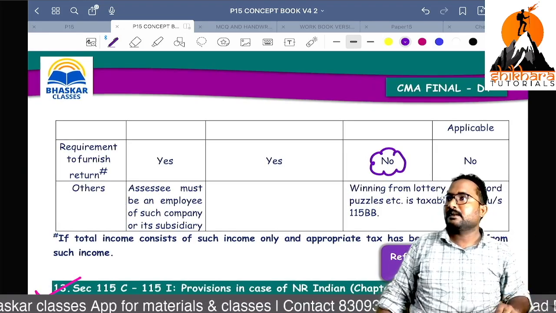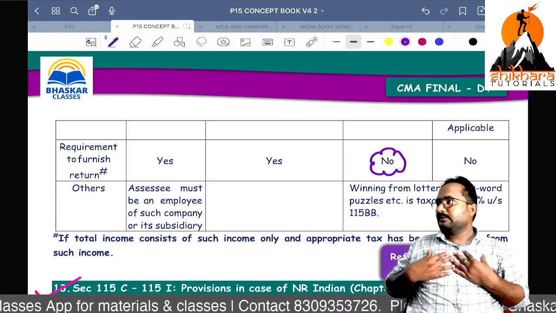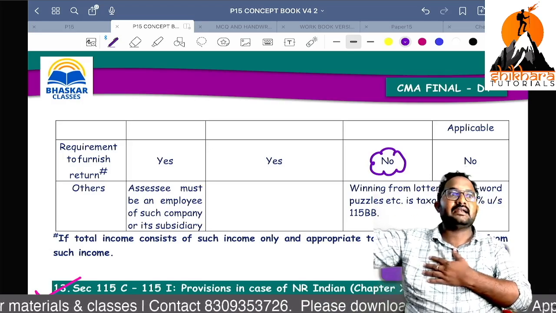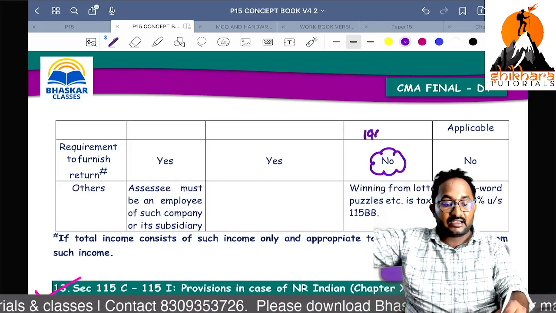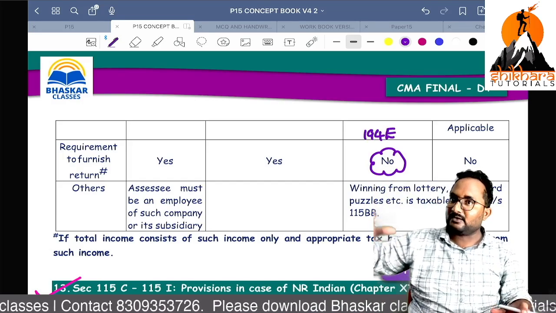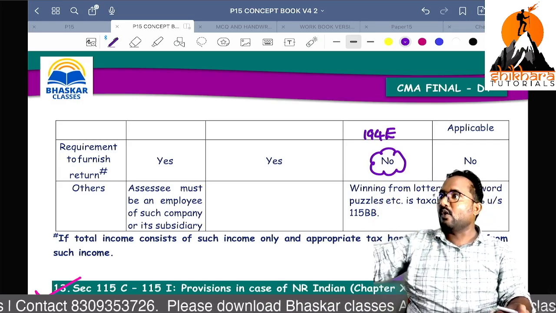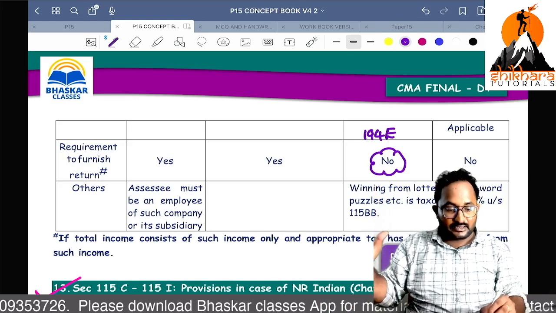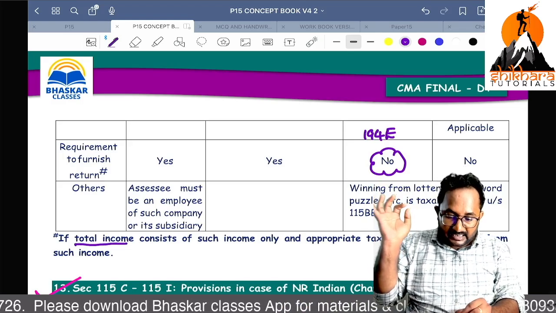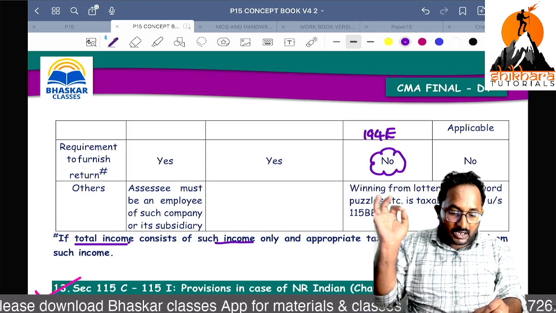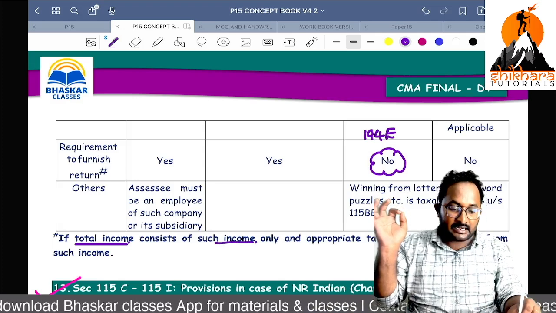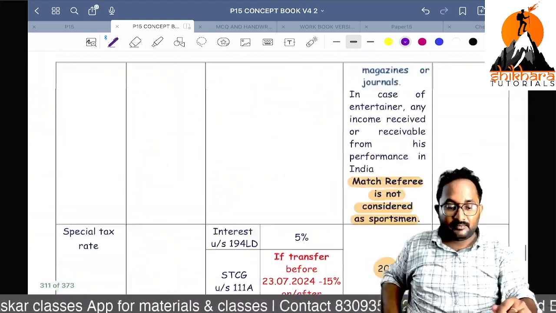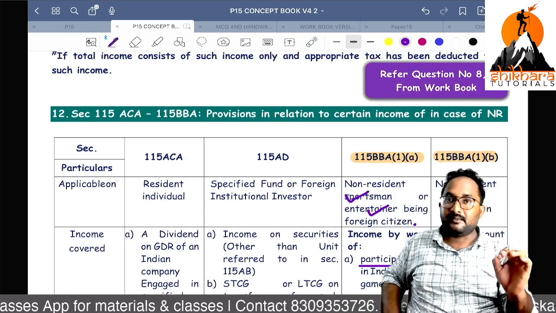This is important. Example, ma. One foreign player comes to India, we give money. At the time of giving the money, we have already deducted the TDS under section 194E. Already with respect to this income, we deducted the TDS under section 194E. He is not having any other income also. So that's why no need to file the return of income. If total income consists of such income only, and tax is already deducted, then no need to file the return of income. What is the section number? 115BBA 1A.